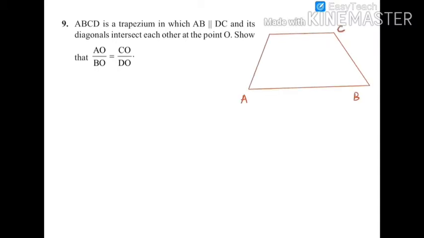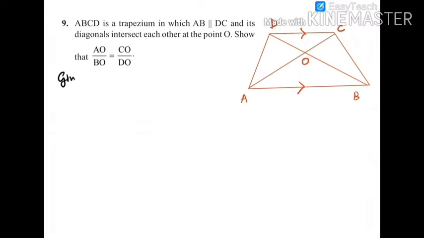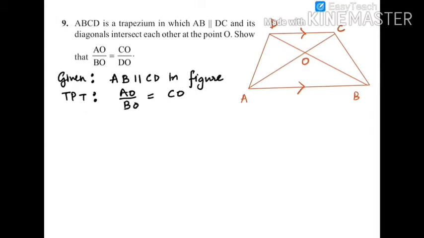In trapezium ABCD, AB is parallel to CD and its diagonals intersect at point O. So what is given in the question? We don't need to write ABCD is a trapezium because from the figure it is clear, but we can mention that AB is parallel to CD in figure. What do we have to prove? AO upon BO is equal to CO upon DO.